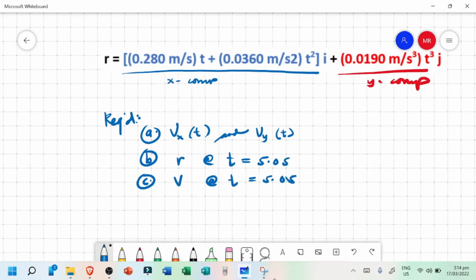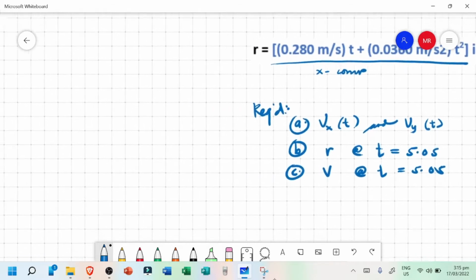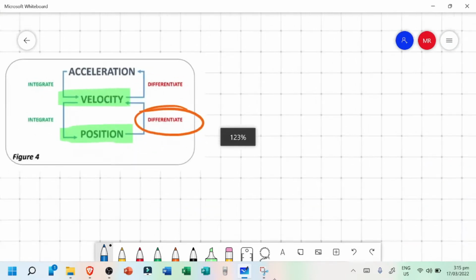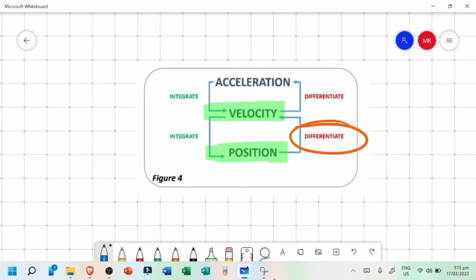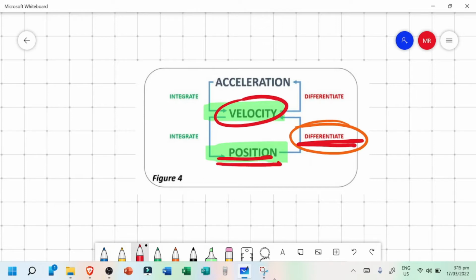So binigyan tayo ng position function para mahanap natin yung velocity, and then later on mahanap natin yung x and y components. Of course, we need to apply calculus. So integral or differential calculus. We are given a position function. So from our previous lesson, if we are given a position function, and we want to get the velocity from position, then we have to differentiate or derive from the position function.